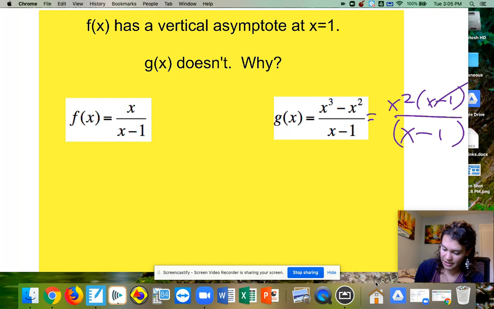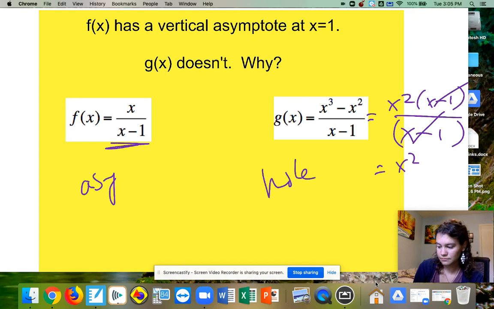And then these would cancel, so you end up being left with x squared. Here nothing cancels, so this one is going to be your asymptote. This one has a hole because you canceled these 2 values right here. So whenever the bottom equals 0 and you don't cancel something out, that's going to be your asymptote. If you do cancel something from the top and the bottom, that's going to give you a hole.